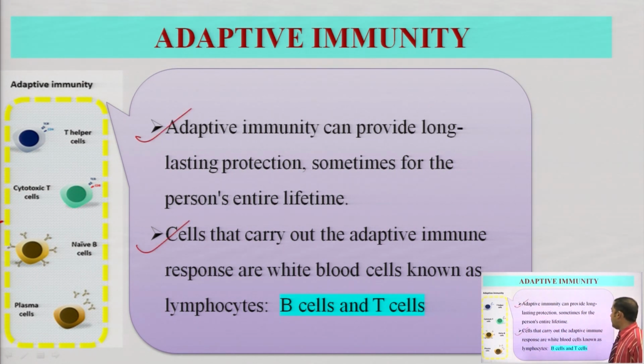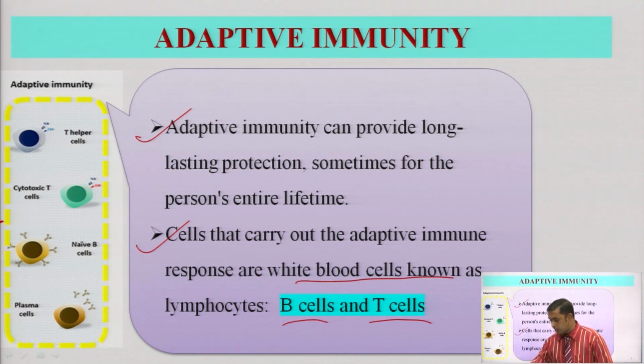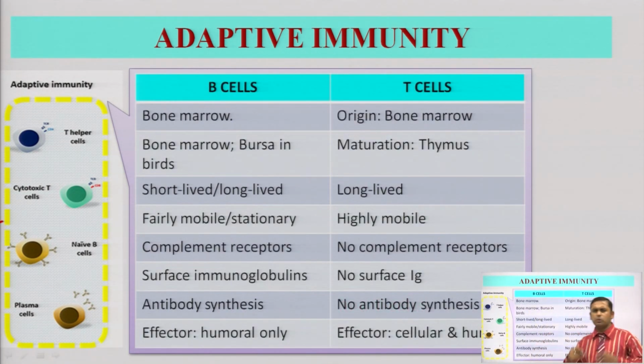The cells that carry the adaptive immune system response are white blood cells known as B cells and T cells. I will tell you more about what B cells and T cells are, how they originate, how they work, and how they are saving your body.